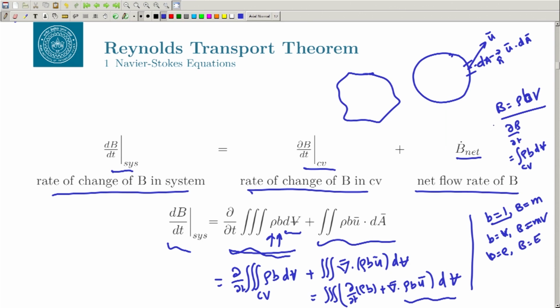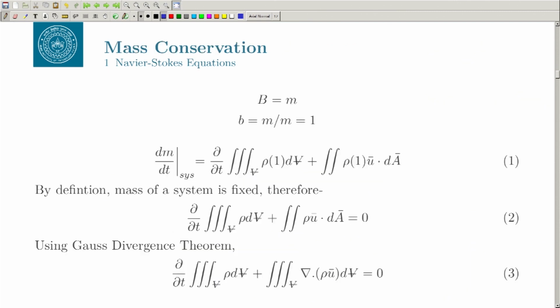So, I will just show you one expression for the mass conservation. That will give you the integral form of the equation, and then similarly you can derive it for the momentum conservation. So, for the mass conservation, B is equal to m, so small b is equal to 1, and you can just replace this small b by 1.